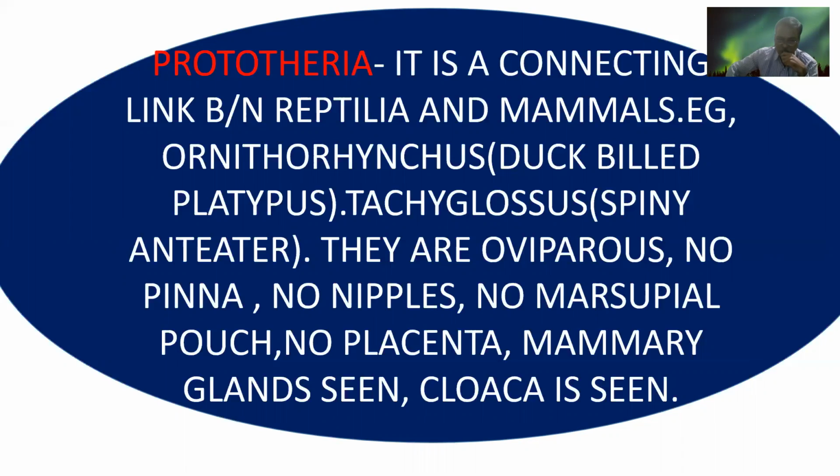Mammary glands are seen. The distinct feature of the Prototheria is that the mammary glands are well developed in both males and females. That's why it shows gynecomastism. Gynecomastism means both male and female show the mammary glands and they feed their young ones. Such a feature, what you call gynecomastism, is seen in Prototherians, and cloaca is also seen. These are the distinct features of the Prototheria. It is a connecting link between reptilia and mammals.